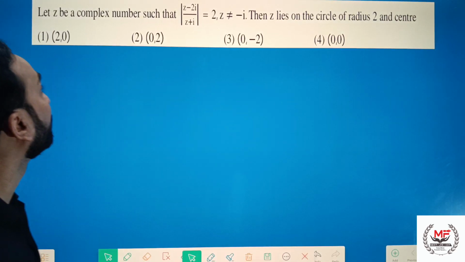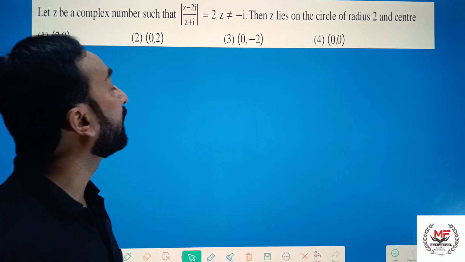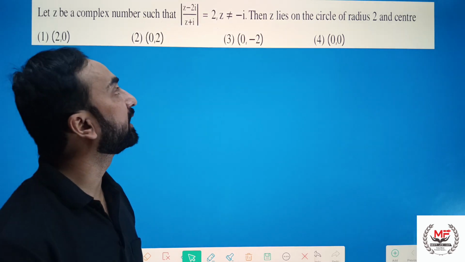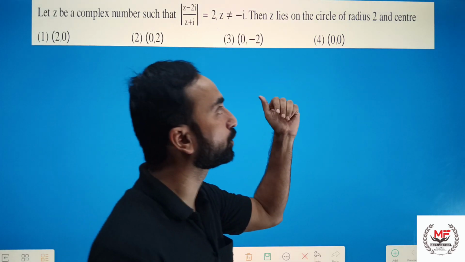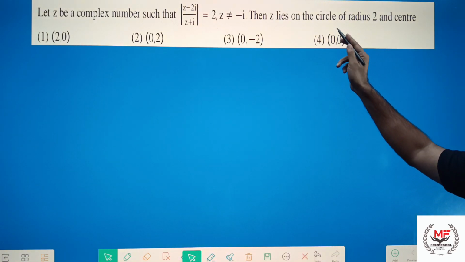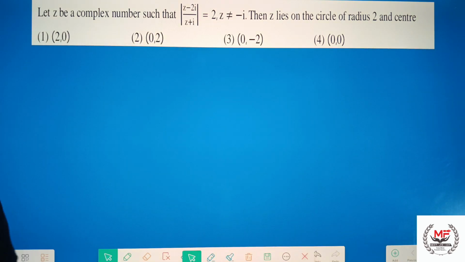So the next question we have is, let z be a complex number such that (z minus 2i) divided by (z plus i) is equal to 2, where z is not equal to minus i. Then z lies on the circle of radius 2 and center... So we have to find out the center of the circle whose radius is 2, right? So how can we solve it?